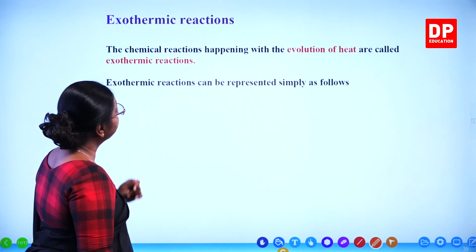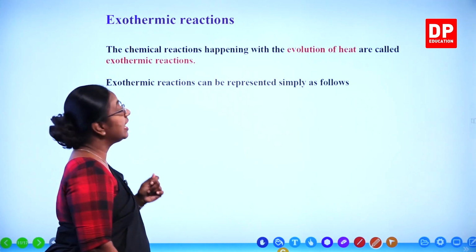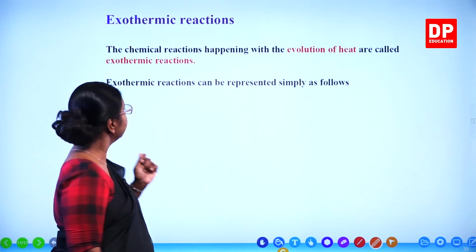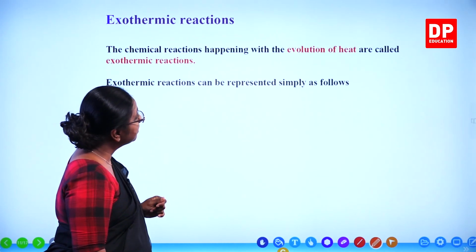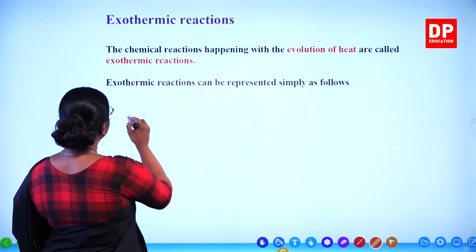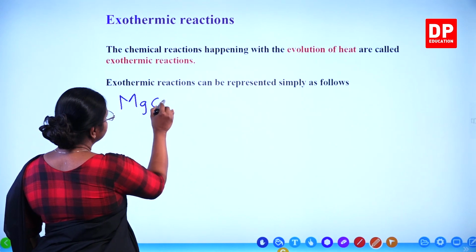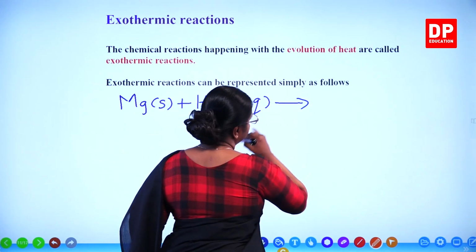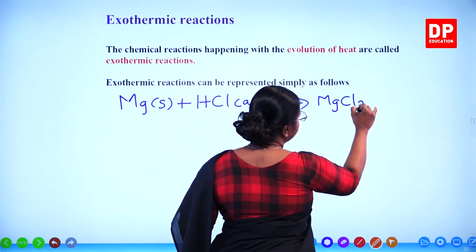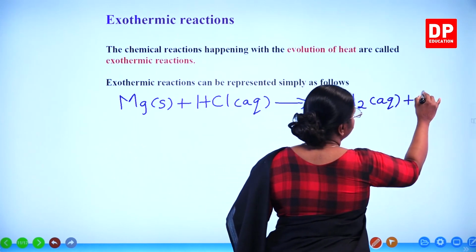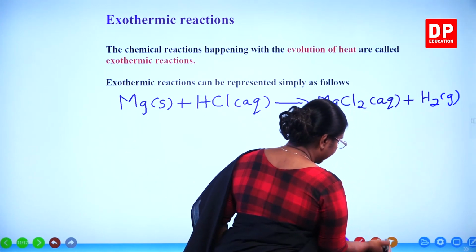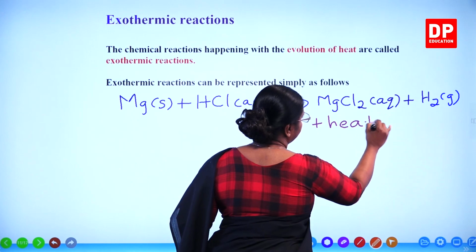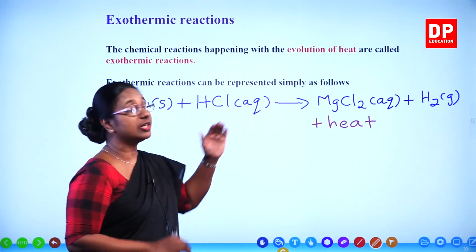So the chemical reactions happening with the evolution of heat are called exothermic reactions. Evolution of heat, liberation of heat, releasing of heat, everything mean the same thing. So exothermic reactions can be represented simply as follows. First, we will take the example that we have discussed. Magnesium solid with hydrochloric acid aqueous. When the products are formed, that is magnesium chloride aqueous evolving H2 gas. Now with this, in addition to these two products, there is evolving of heat. Now this is why we call this an exothermic reaction.